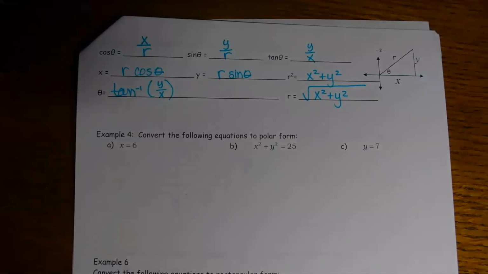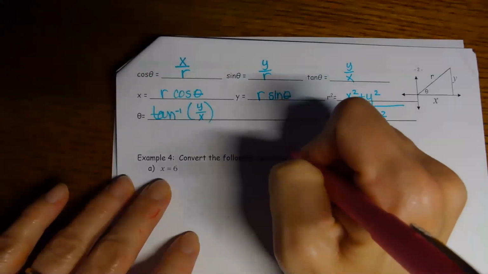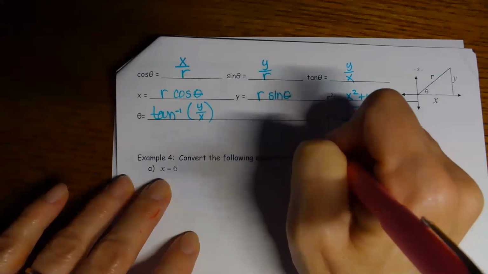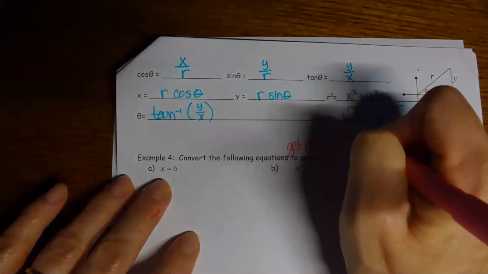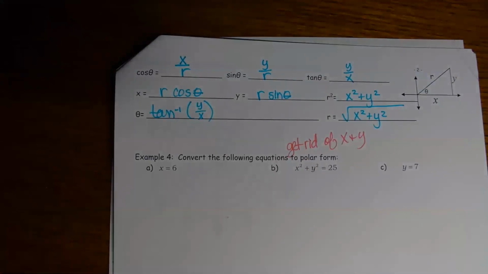What about equations? Okay. So this says convert the following equations to polar form. What does that mean? I need better words. That's too scary. What that means, get rid of x and y. It means when you're going to polar, you no longer have x and y, you want r.